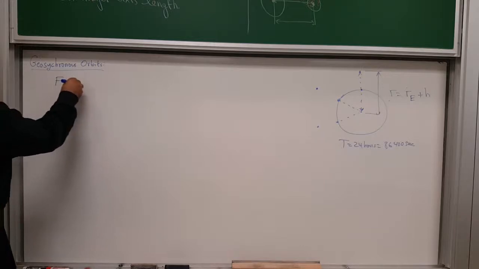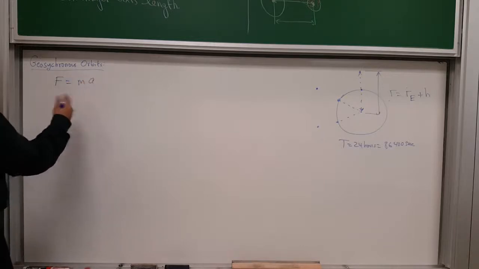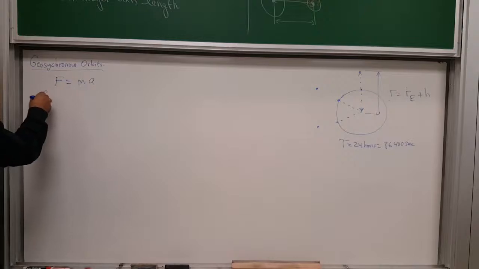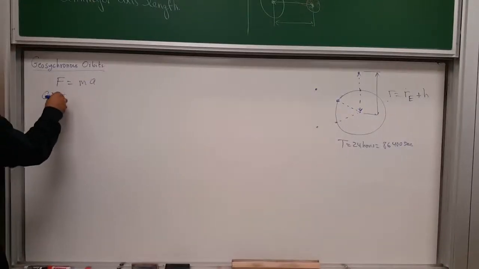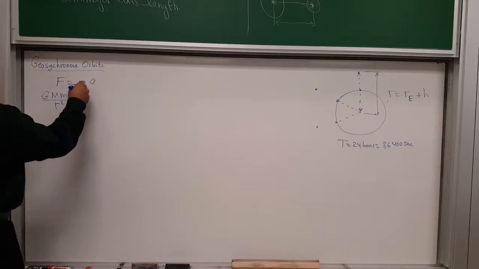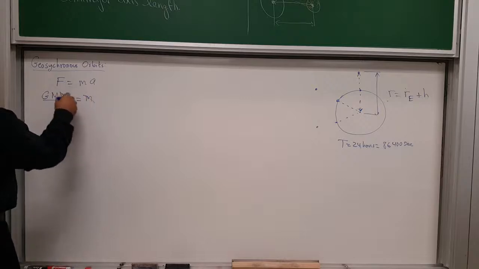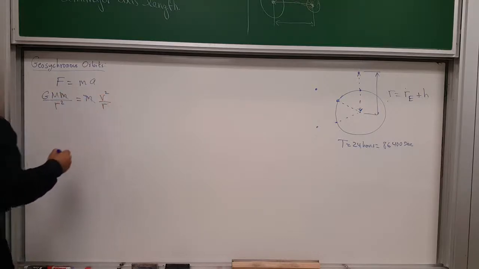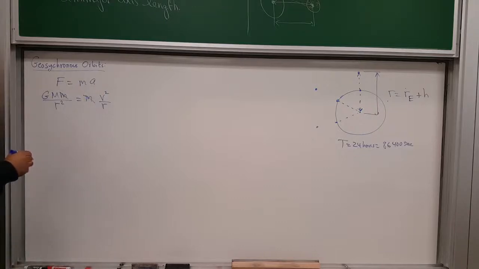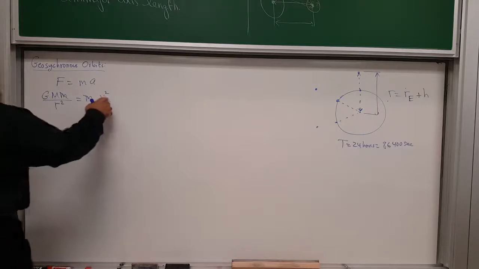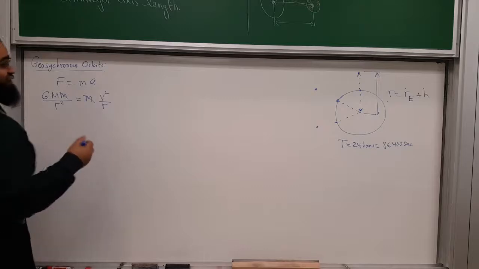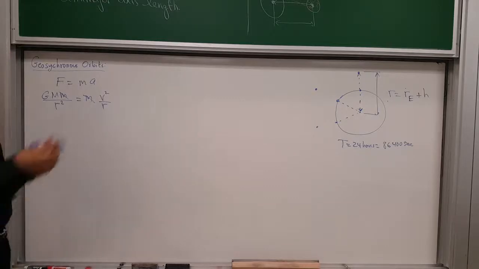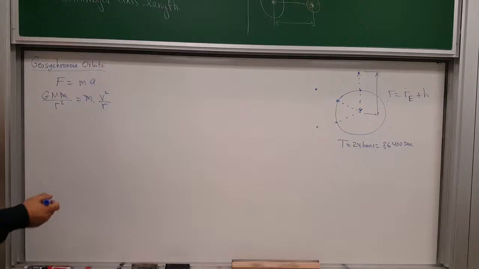So the force will equal the mass times the acceleration. Since it's orbiting Earth, the force on it will be G times the mass of the Earth, mass of the satellite, divided by the separation between them squared. And this is the mass of the satellite, so it will cancel, times the acceleration. The acceleration will be v squared divided by r. And there is a relationship between v and r. v is 2 pi r over the period, right? Because it goes around.